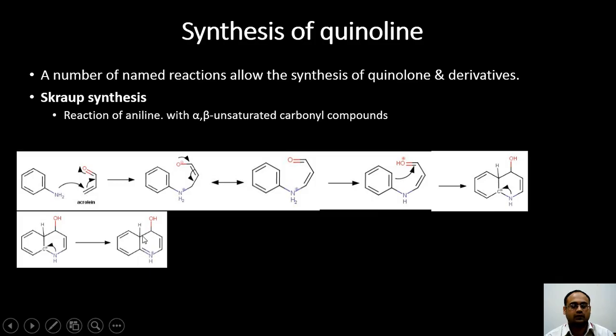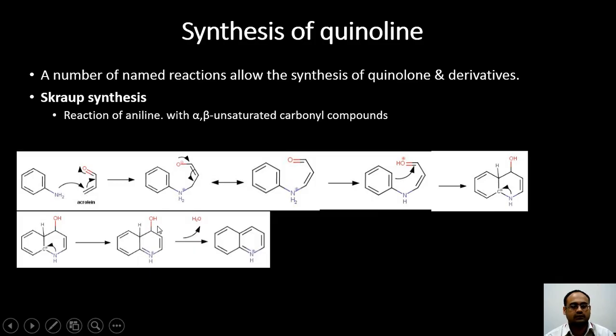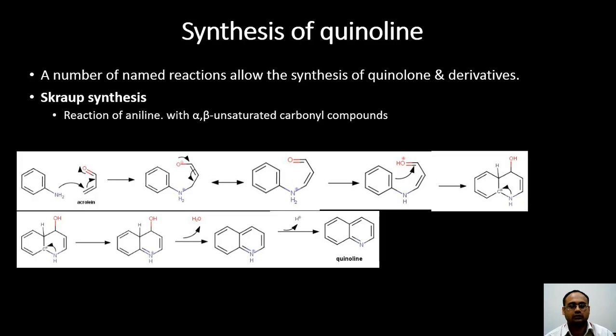Now this molecule undergoes a dehydration step and loses a molecule of water to give us this quinoline-like framework in which the nitrogen is positively charged. This proton is then lost to the solvent and we get quinoline. So this is the Skraup synthesis in which an alpha beta unsaturated carbonyl compound has reacted with aniline, and through a series of intramolecular rearrangements and reactions it has given us quinoline.